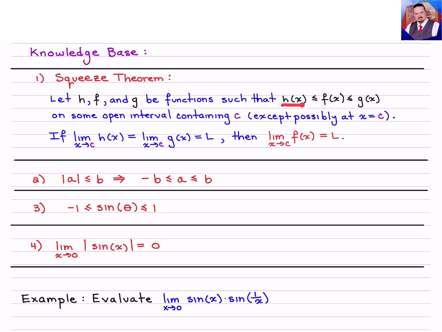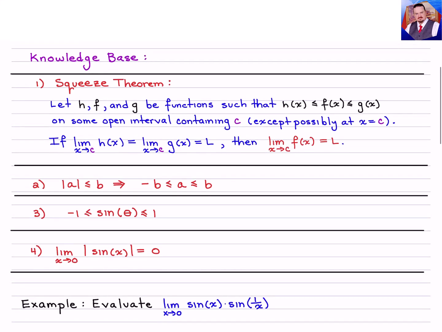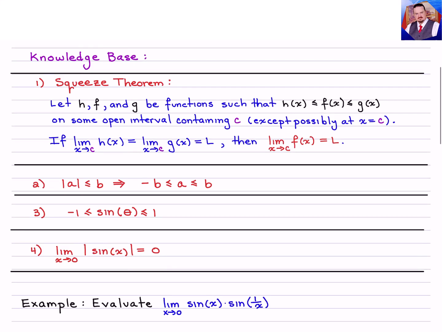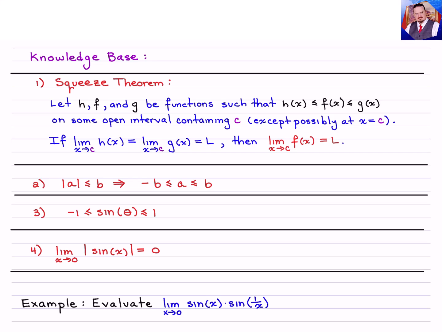Okay, so let's see what we need for this problem. Here's our knowledge base. Here are the four primary things we're going to need to evaluate this limit. We need to know the Squeeze theorem, which says if we have three functions, h, f, and g, such that f is bounded by h and g on some interval I containing c, which means f is between h and g. h is the lower function, g is the upper function, and we've done squeeze before.